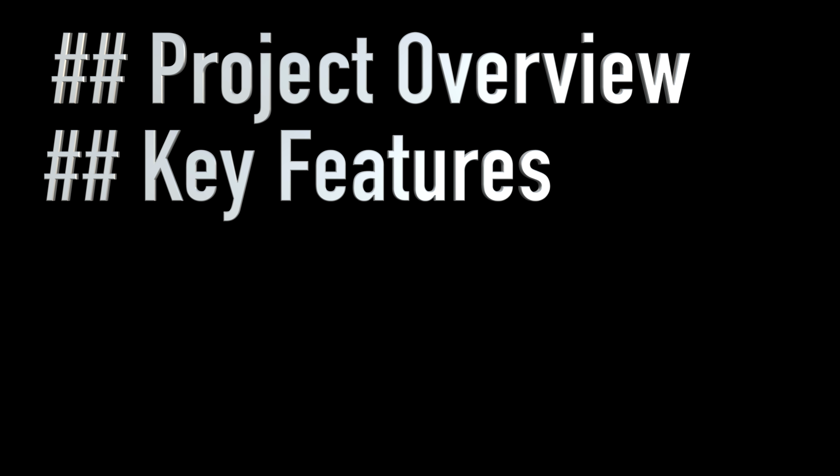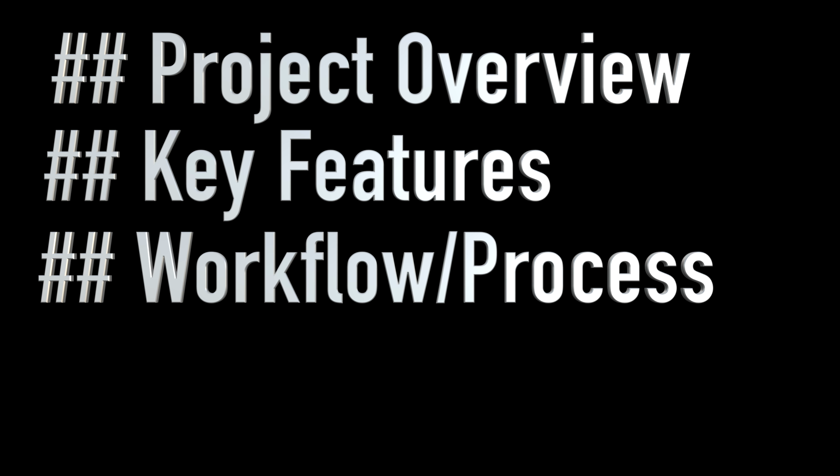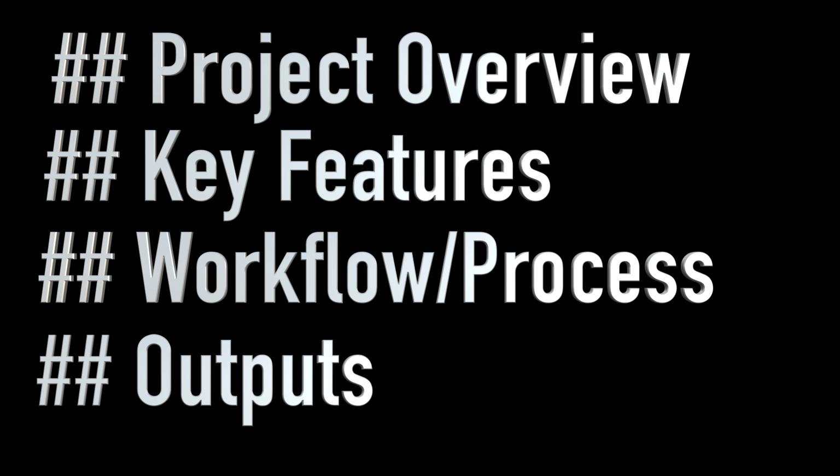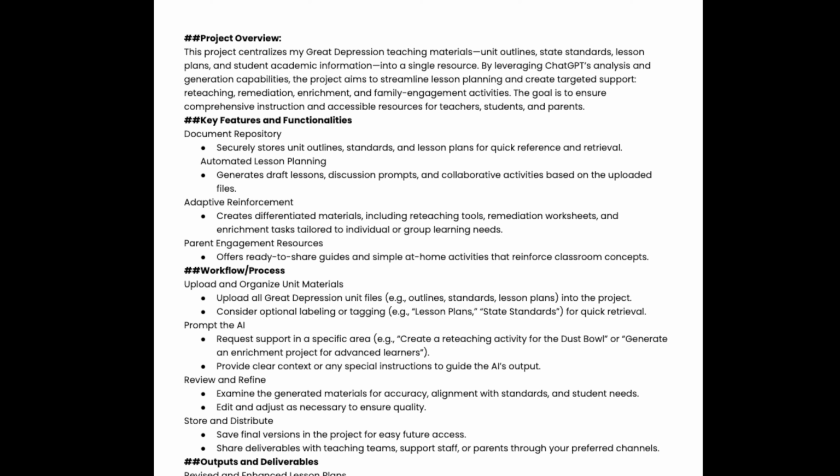I'll provide a step-by-step outline of how I will interact with this project. The last thing I'll give is a list of how I want the system to deliver my outputs. These will vary depending on the type of project you are creating. For my project folder for the unit Great Depression, my instructions will look like this. Once you have your files uploaded and your instructions set, you are ready to use your project's AI.